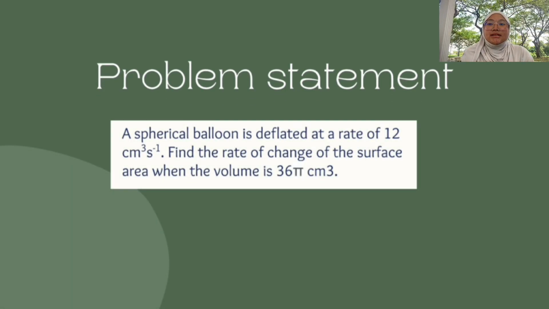Problem statement. A spherical balloon is deflated at a rate of 12 cm³ per second. Find the rate of change of the surface area when the volume is 36π cm³.